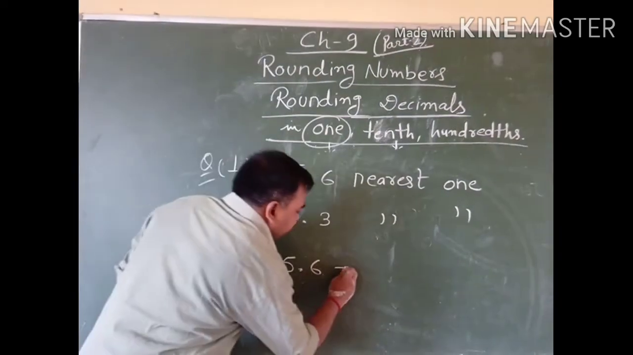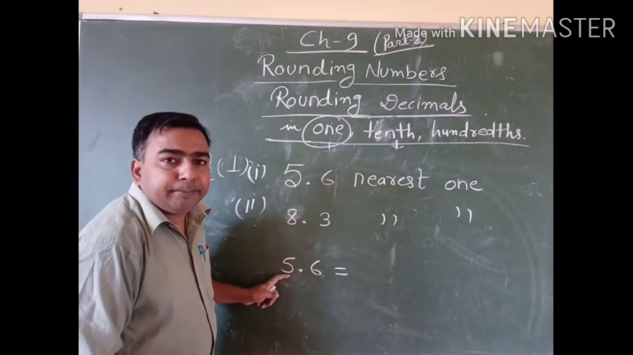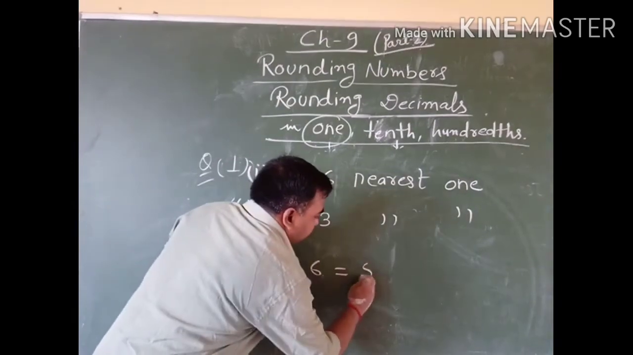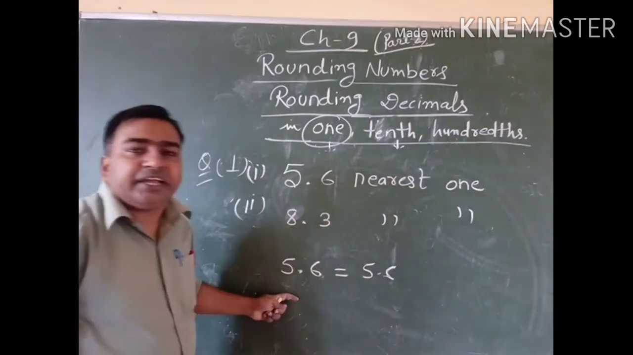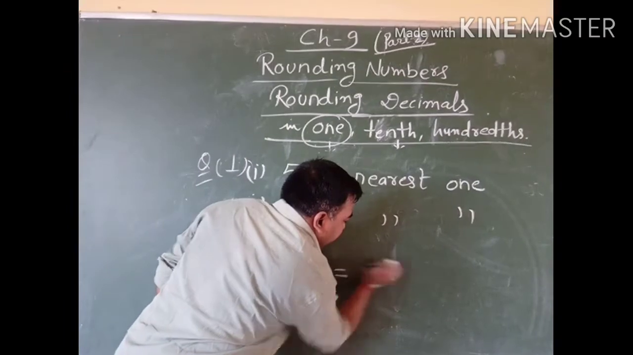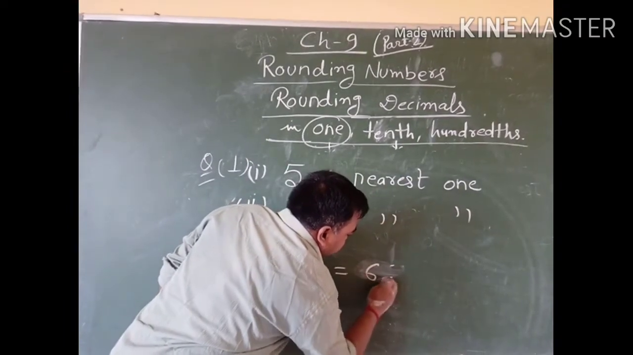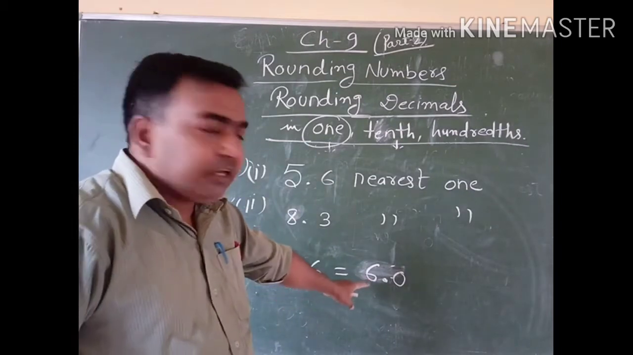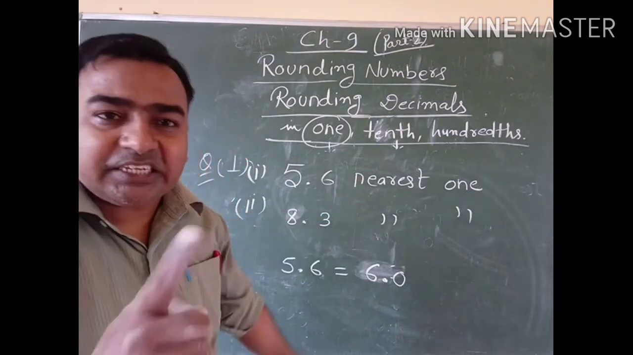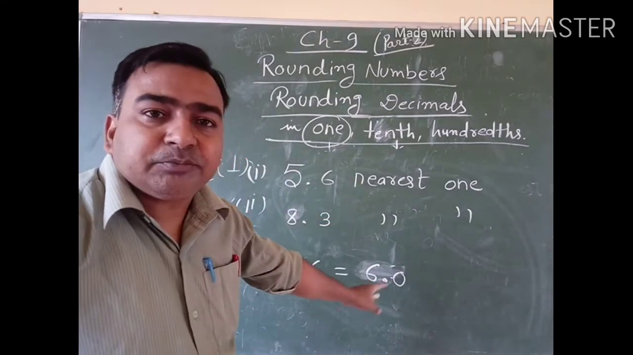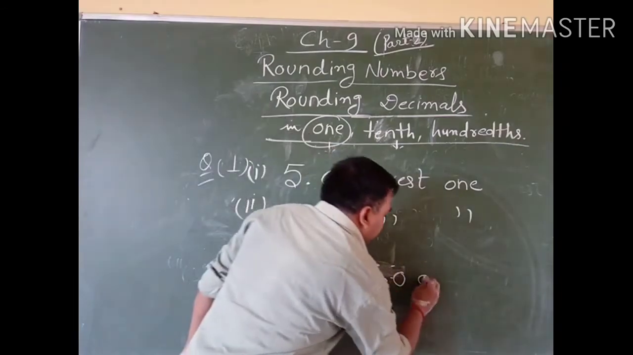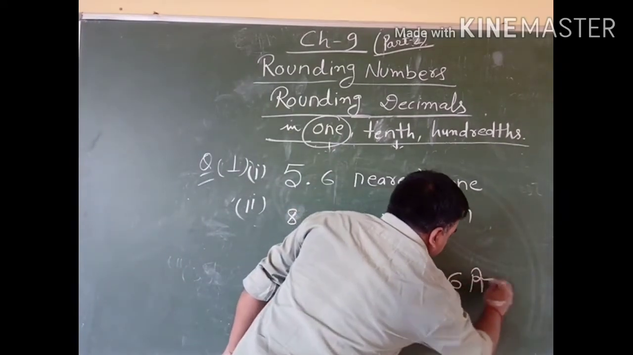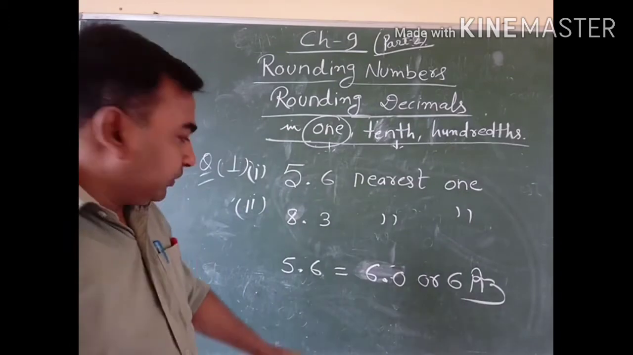So what will we write? What will we write for 5.6? We will write 6.0. We write 5.6 rounded to the nearest one. The answer will be 6.0 or 6. This is the answer. Okay.